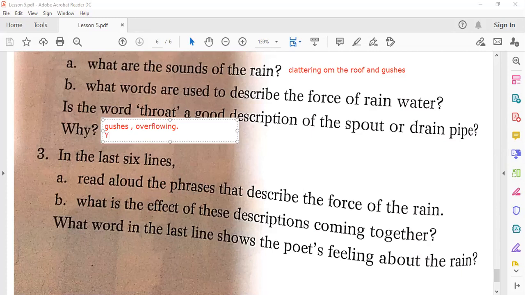Next one. Yes, it is, because human throats are like pipes through which water or any liquid can rush through.